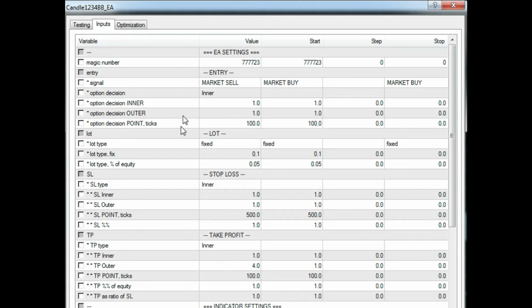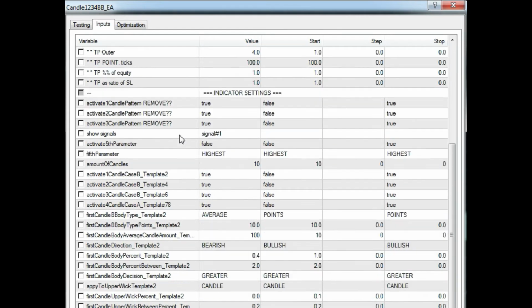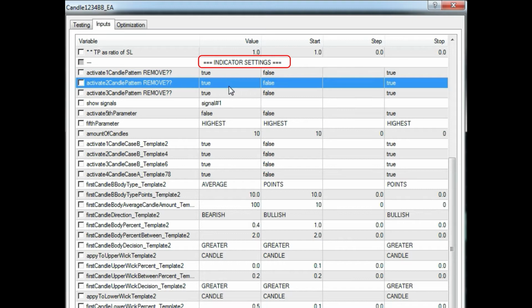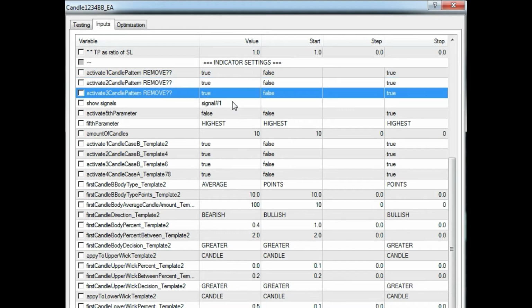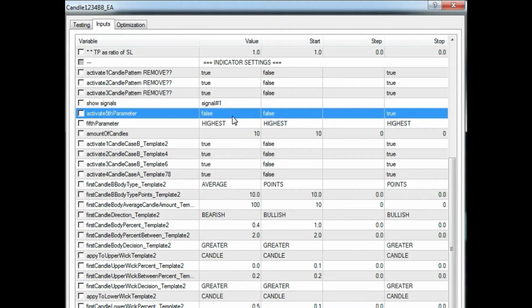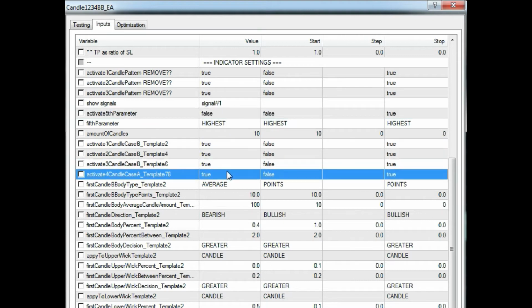Second part is called indicator settings, in which you set candle structure in exactly the same way as for indicator. General activation of candles should always be true. For now, let's just choose first candle to find. Fifth parameter should stay disabled. All four candles can be activated because ultimately we are using show signals parameter to choose candles.